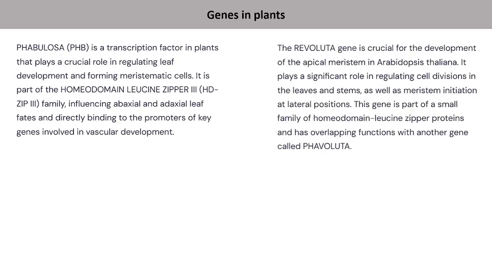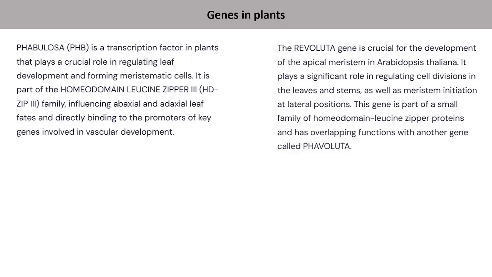Then the other gene is the revoluta gene. So the revoluta gene and the favulota gene, these two genes have overlapping functions with each other. These genes also play a crucial role in development of the apical meristem, as reported in the case of Arabidopsis thaliana. It also plays a significant role in regulating the cell divisions in leaves and stems. It will initiate development in lateral positions as well.